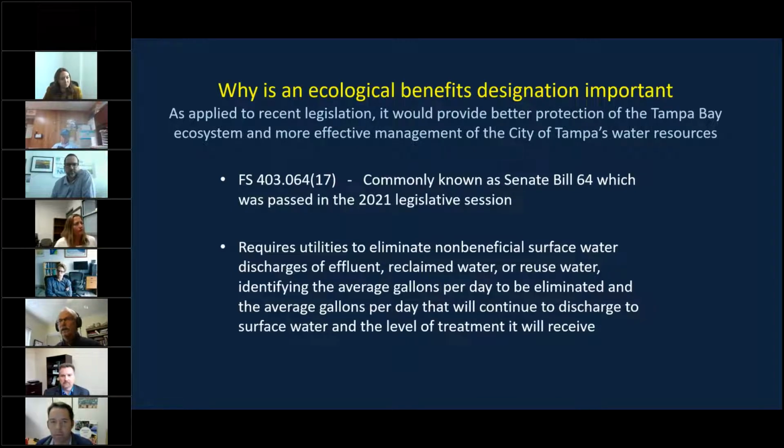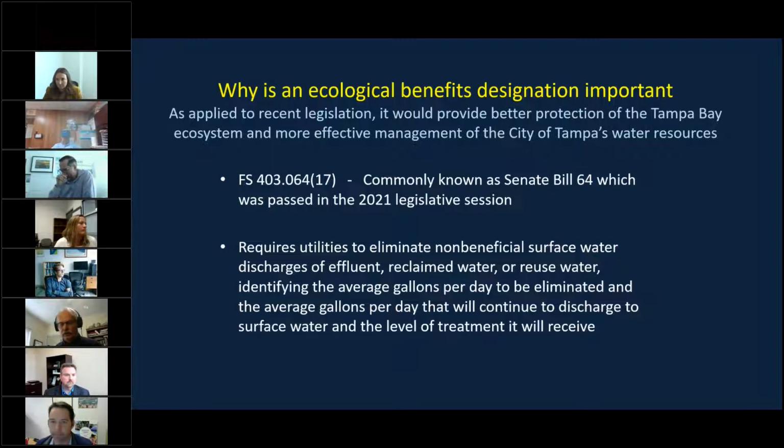As the bottom bullet says, the legislation requires utilities to eliminate non-beneficial surface water discharges as effluent, reclaimed water, or reuse water, and they must identify the average gallons per day to be eliminated and the average gallons per day that will continue to discharge to surface water and the level of treatment it will receive.